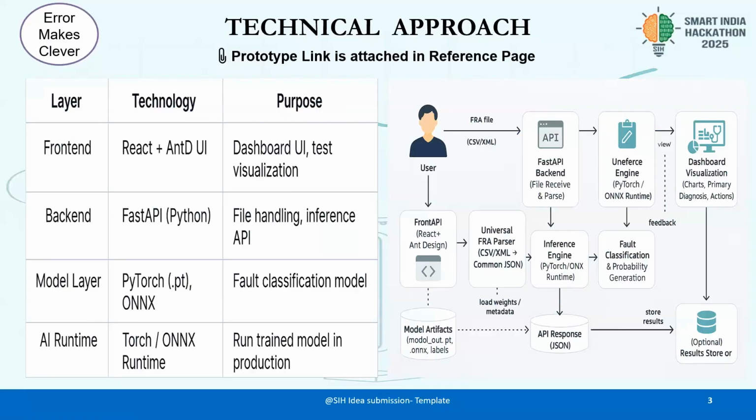also the inference API. Next, coming to the model layer, we have developed the model layer with PyTorch for training the AI model, and it is exported to ONNX for fast inference and fault classification. Next, coming to the AI runtime, we are using Torch and ONNX runtime to run the model in a productive way. Now let's see the prototype of our model.